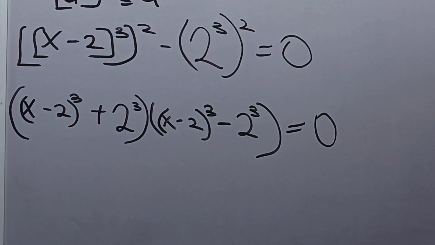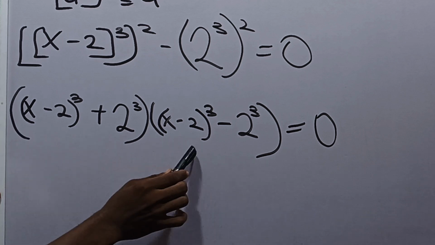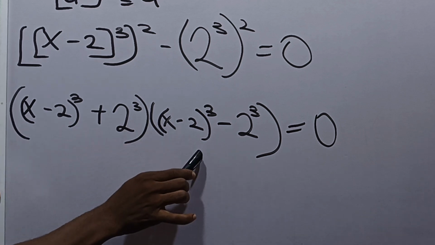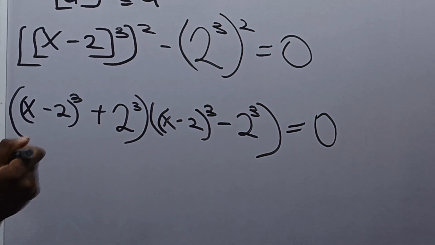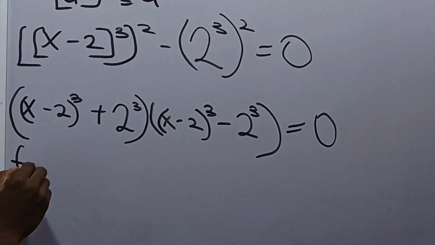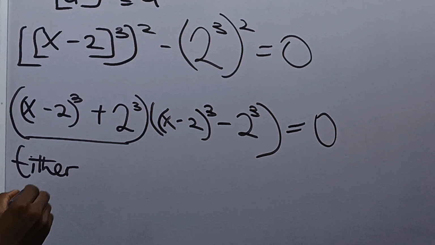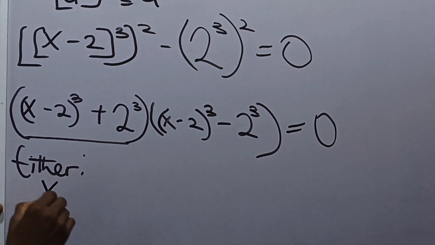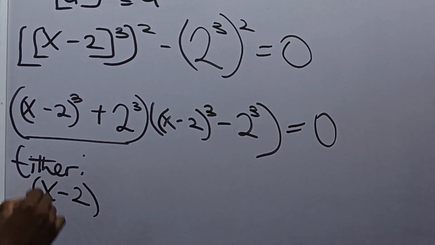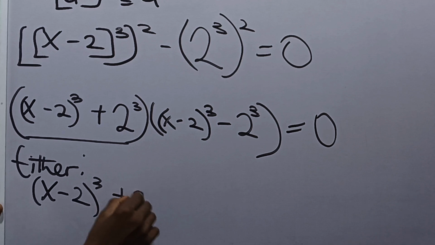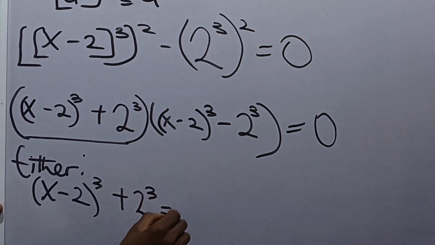Now from here, we can say that when the product of two things is equal to 0, it's either the first one is equal to 0 or the second one is equal to 0. So we can say that it's either this is equal to 0, meaning that you have (x − 2)^3 + 2^3 is equal to 0.